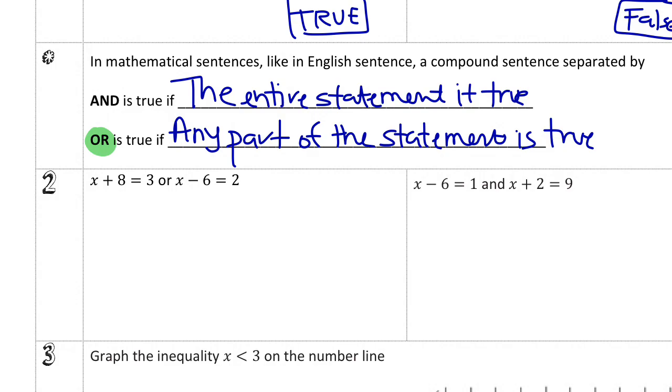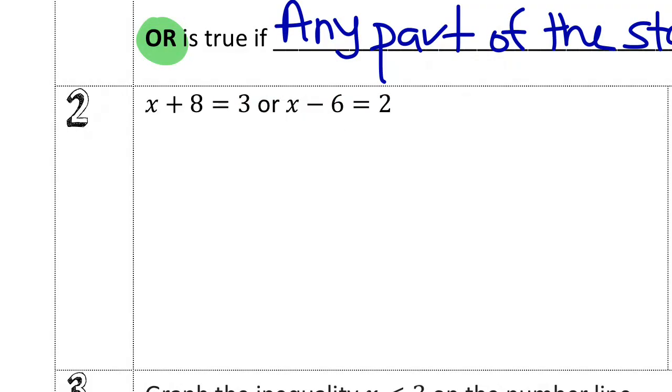So with these next two problems here, we're going to try to decide whether or not the entire statement is true or whether or not the entire statement is false, based on looking at each statement individually. Looking at this first statement, we have x plus 8 equals 3 or x minus 6 equals 2. Because I have two parts to my statement here, I'm going to draw a line around the compound section, which is the or, and I'm going to solve each one.